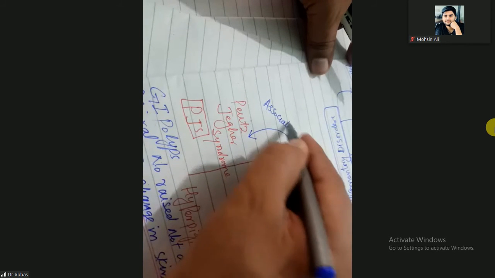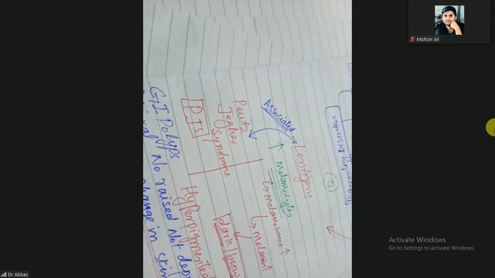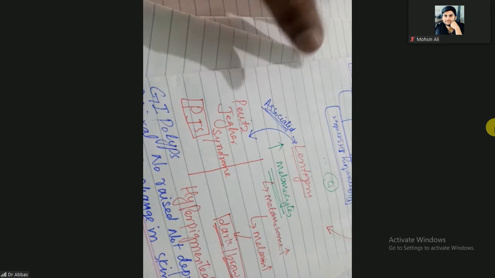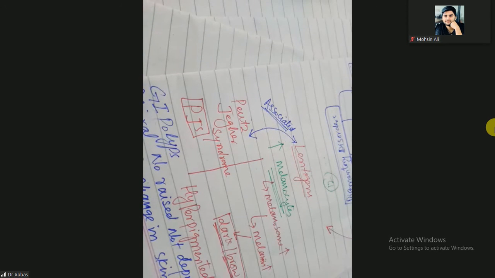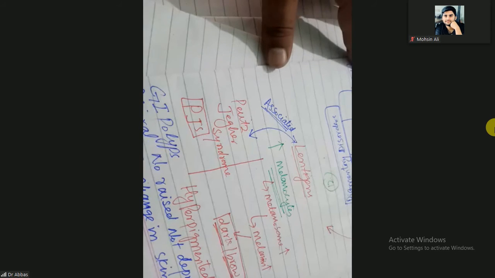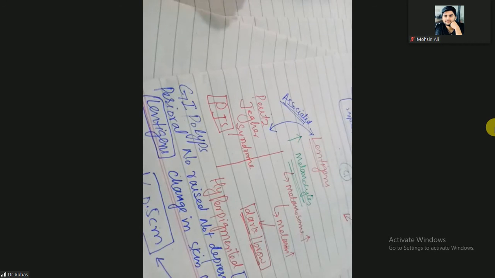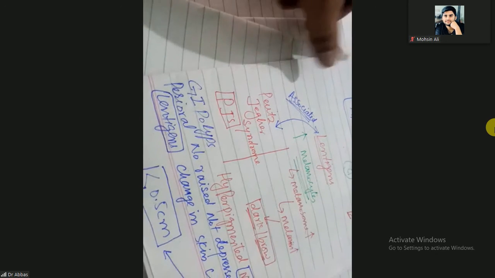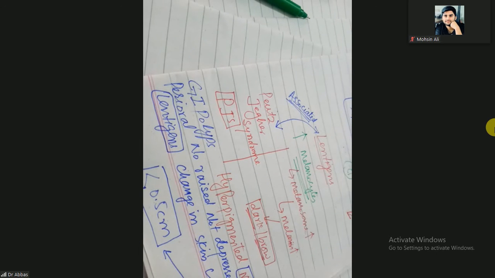Why am I putting the focus here? Because once in the PMDC, they asked that lentigens is associated with which of the following syndromes? Peutz-Jeghers syndrome, because in the Peutz-Jeghers syndrome, there are gastrointestinal polyps and perioral lentigens. Okay.